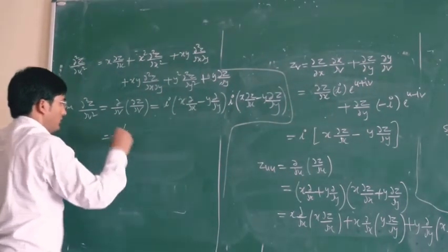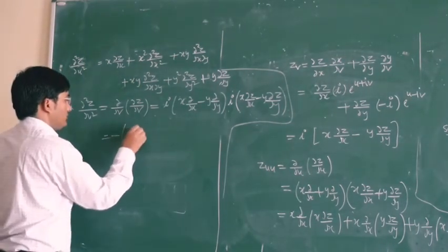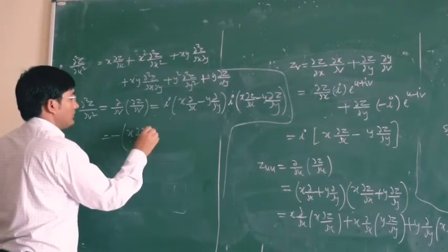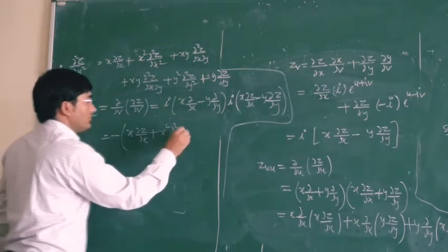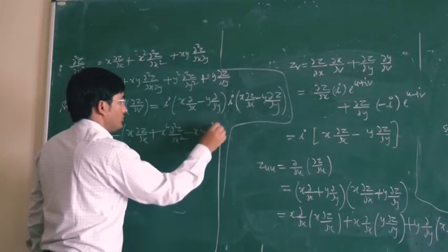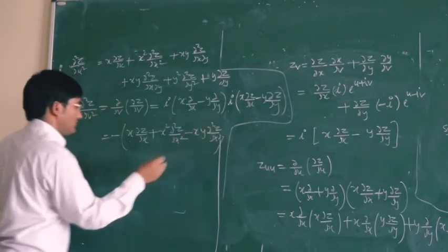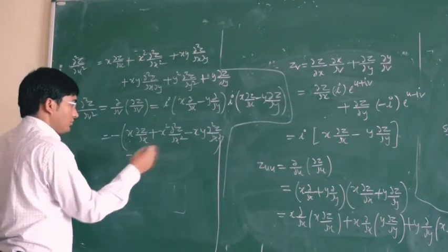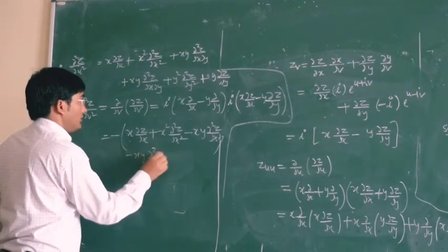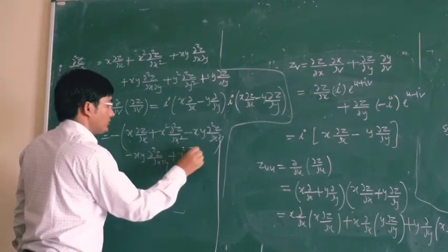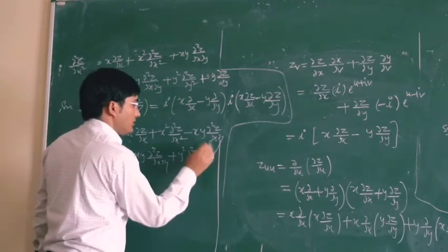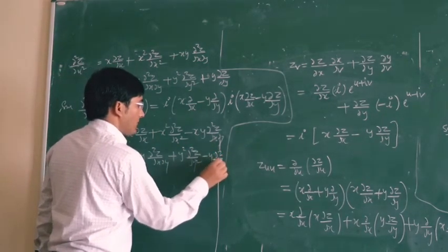So in the bracket we will get x into del z by del x, then we will get x square del 2 z from del x 2, then we will get minus xy del 2 z from del x del y. You can simplify this one. Then again we will have minus xy del 2 z from del x del y, then we will get plus y square del 2 z from del y 2, then we will have minus y del z from del y.